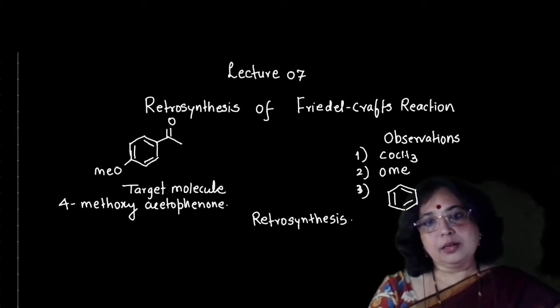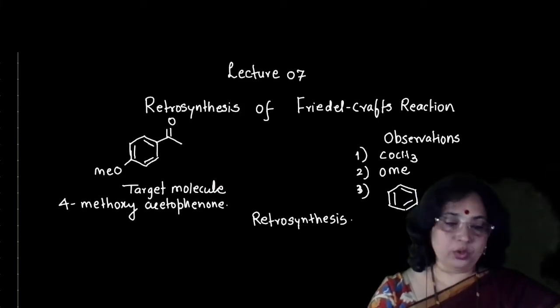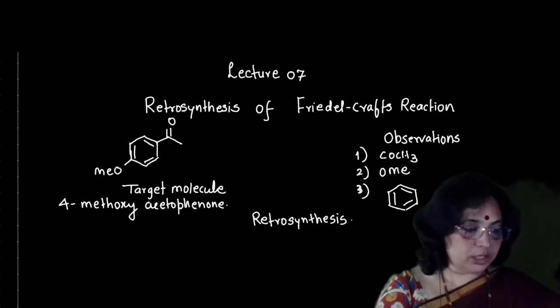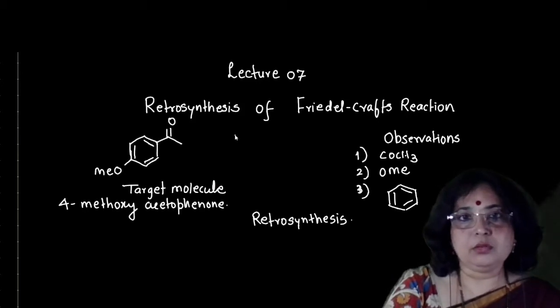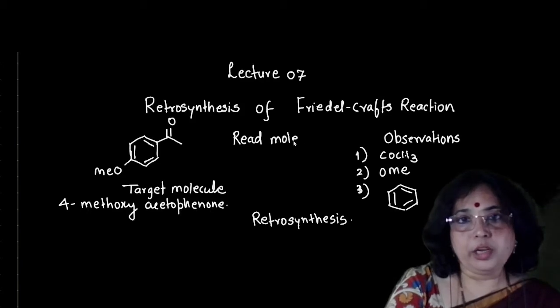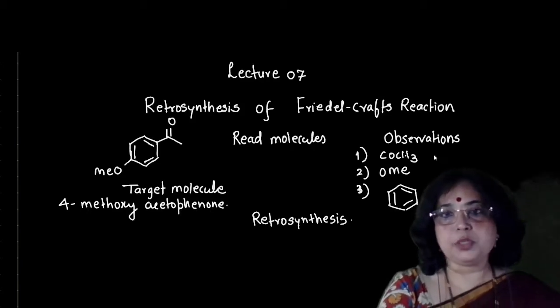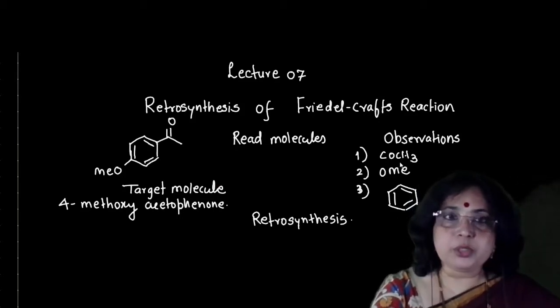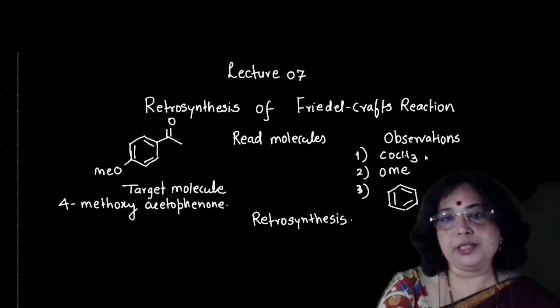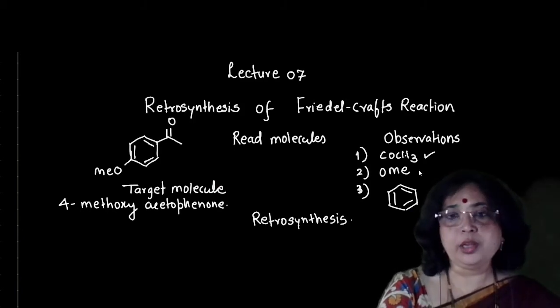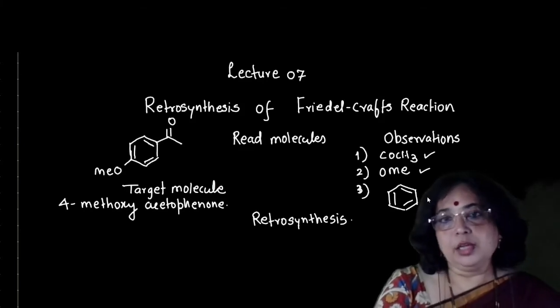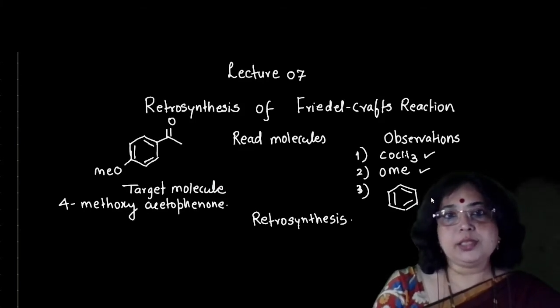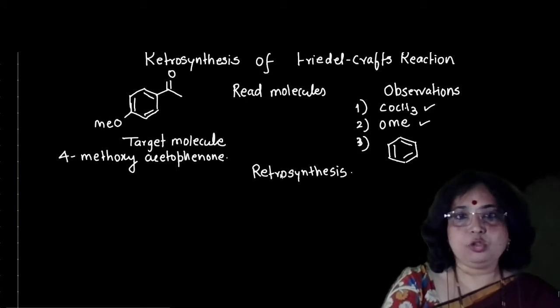Now whenever we draw a target molecule, we always focus on the most important thing, that is, read the molecule first, which means we have to observe the molecule. So these are the observations of the molecule: the presence of COCH3, the presence of a methoxy group, and the presence of a phenyl ring in the molecule. Now let us start the retrosynthesis of 4-methoxyacetophenone.